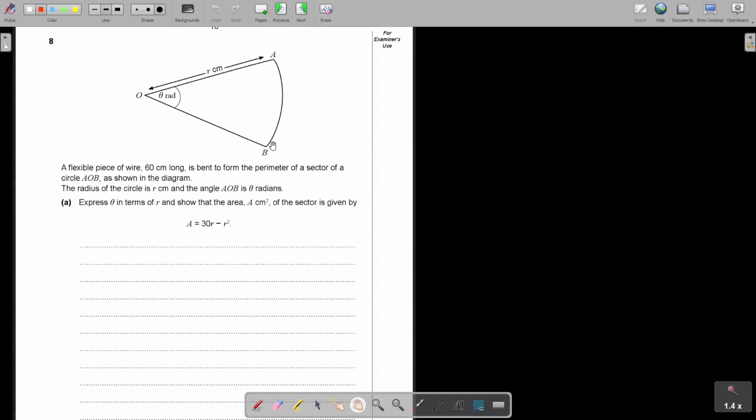Mathematics, Advanced Subsidiary Level, Paper 1, 2022, Part 4.